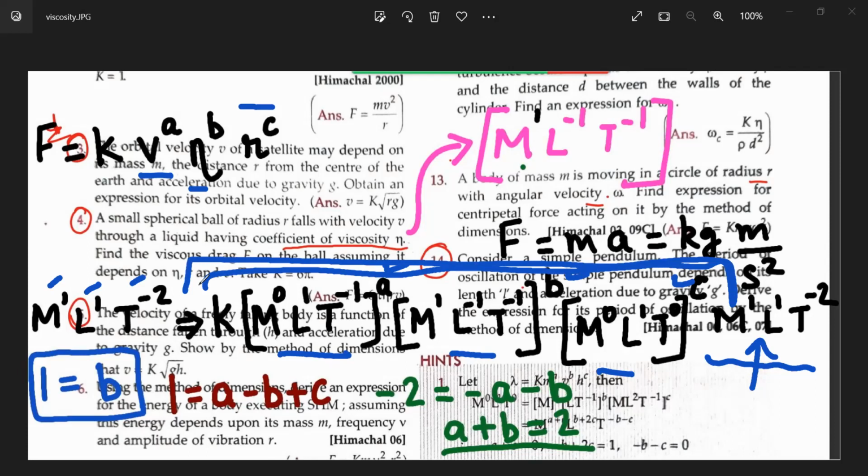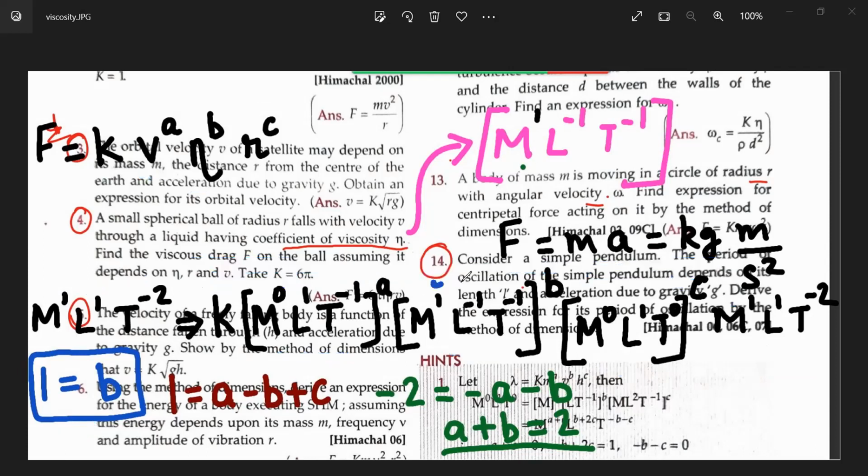So when I compare for mass, mass is 1, which is equal to... I don't get anything here because there is a 0 here. I get B here, and again I don't get anything here because mass is raised to power 0. So from the first equation, I get P is equal to 1. This is the first equation I get using my mass equations.